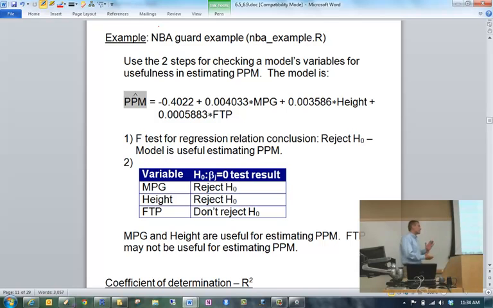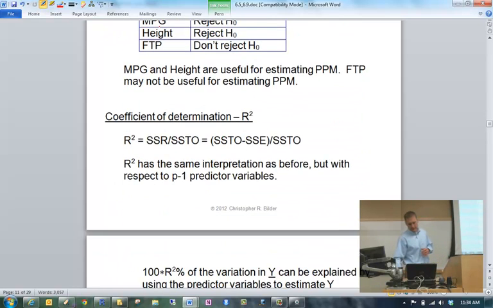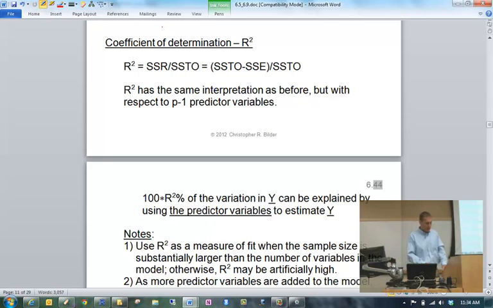Okay, so simply with the NBA guard data example, here's our model again. The overall F-test rejected H0, and if we proceeded to the t-tests, we can see we had 2 reject H0s and 1 don't reject H0. Okay. That takes us then to page 643.